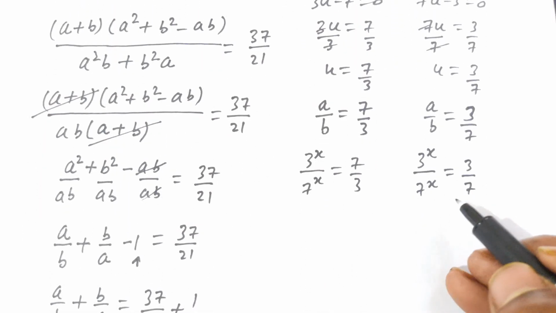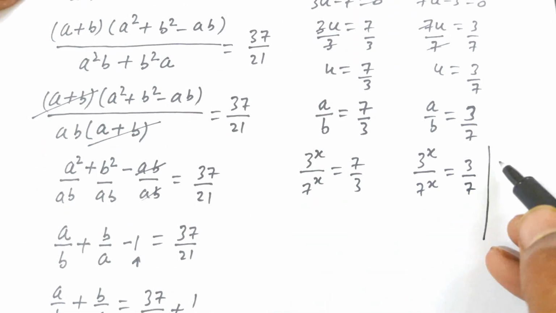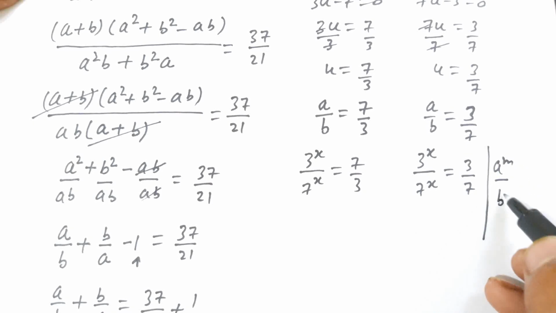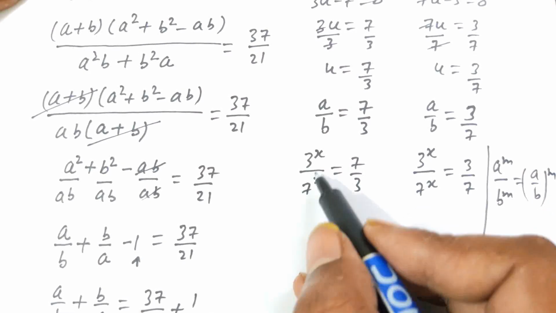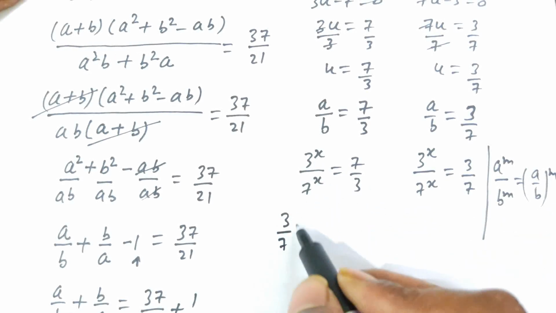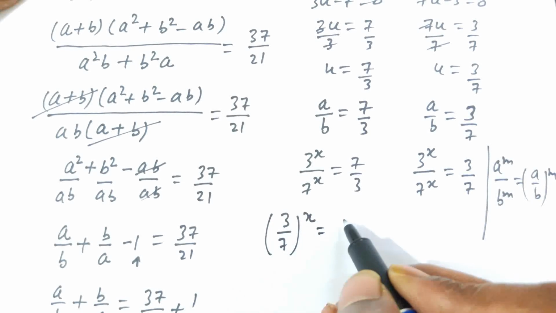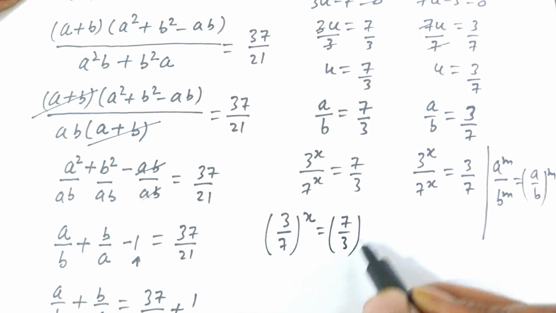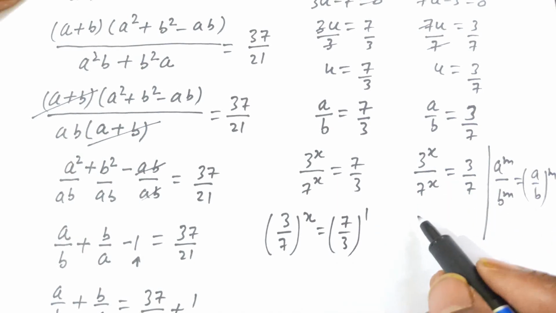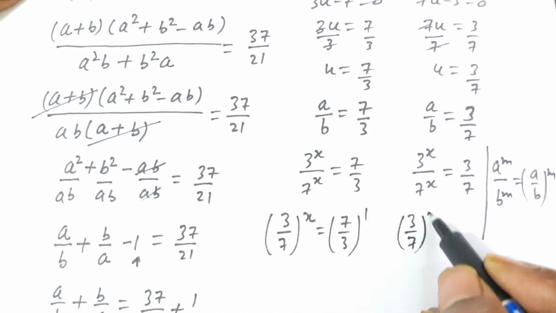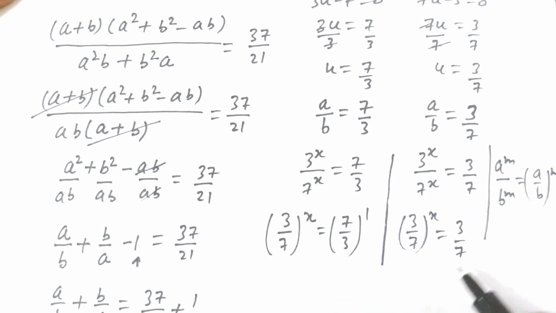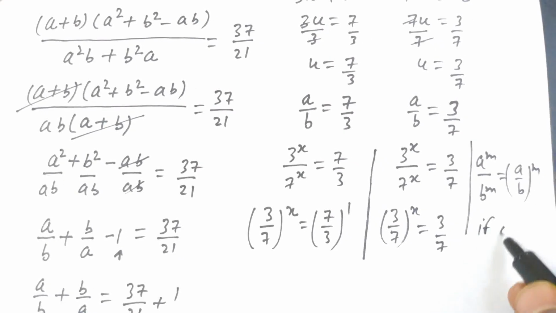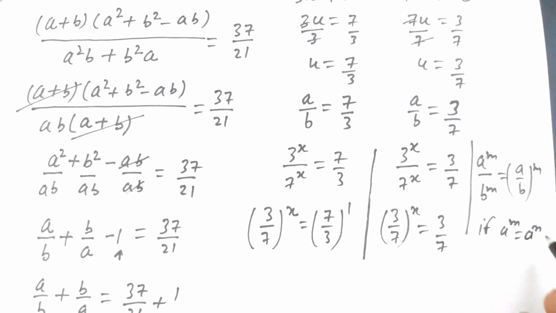So we know that a power m divided by b power m is equal to a divided by b, bracket power m. If we apply this rule here, then 3 divided by 7 bracket power x is equal to 7 divided by 3, and here power 1. And here if we apply this rule, then 3 divided by 7 bracket power x is equal to 3 divided by 7. Now we know that students, if a power m is equal to a power n, this implies m is equal to n.